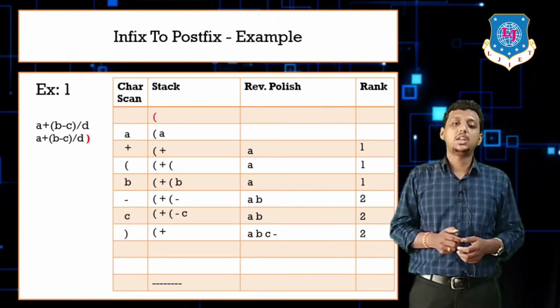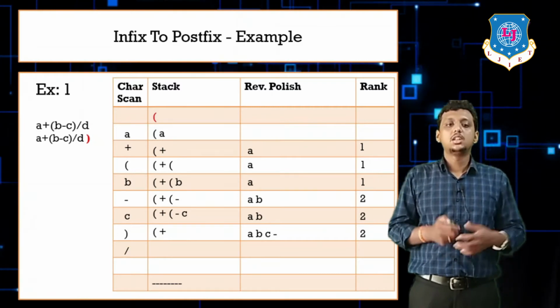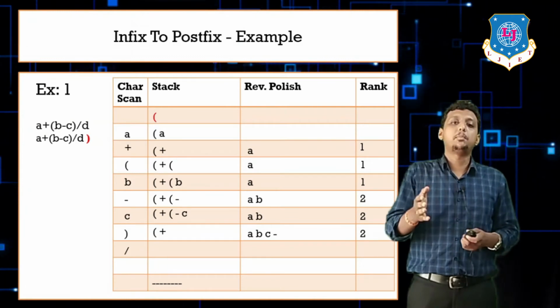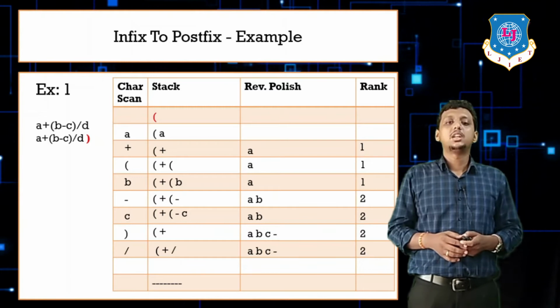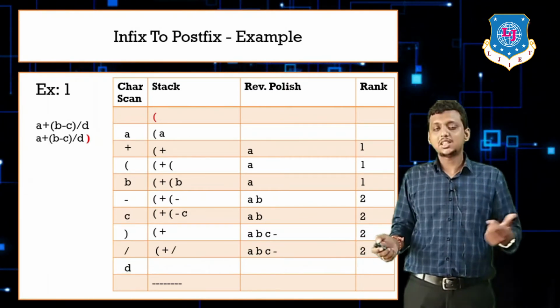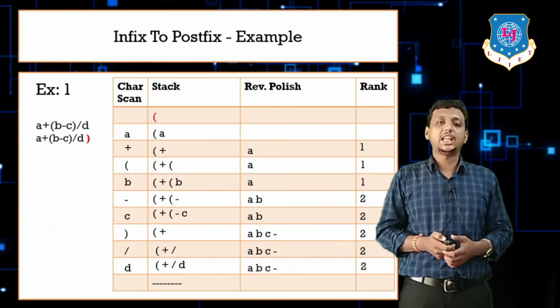In the rank we have 2 again. Now last we have division. So what to do with the division? Division has higher precedence than plus, so push division inside the stack. Next we have D with us. So the last term is D. D has higher precedence than division, so push D again inside the stack. Reverse polish and rank remain as they are.